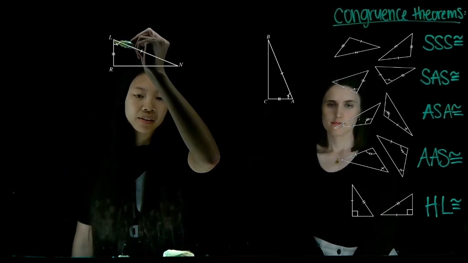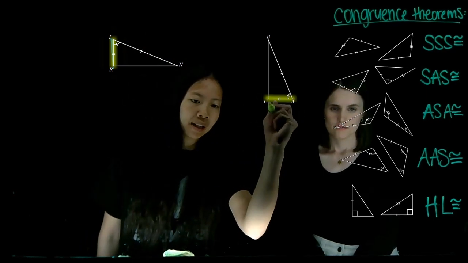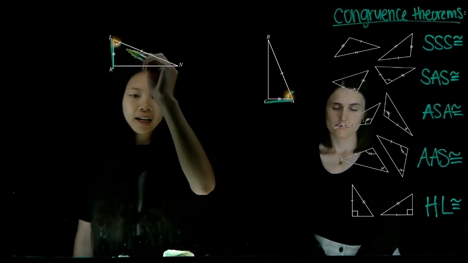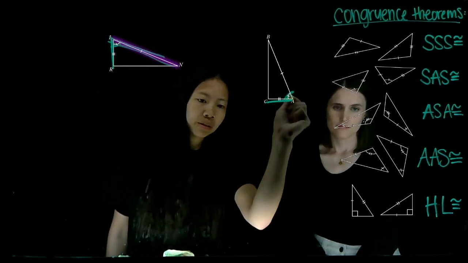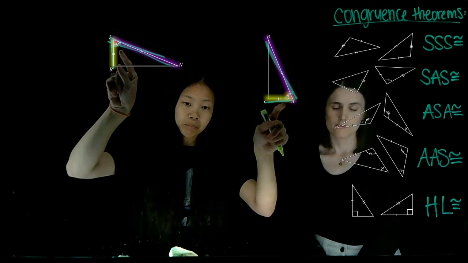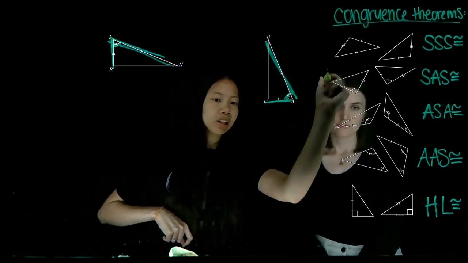Here I have side LR congruent with side AC. Angle L is congruent with angle A, and side LN is congruent with side AB. I have 2 pairs of congruent sides and the angle between them congruent, and because of that I know this fits side, angle, side.